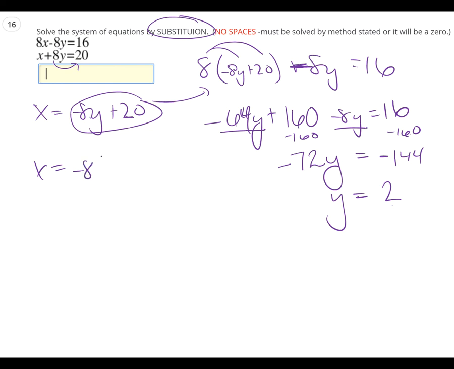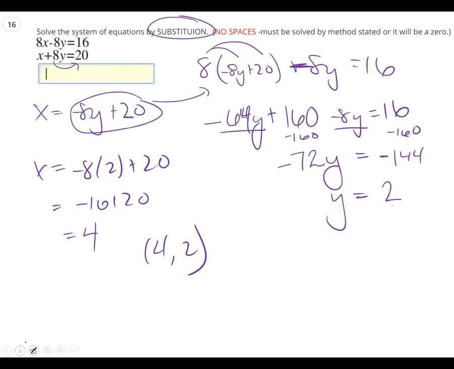I'd probably take this one and plug it into the x and solve. So x equals negative 8 times 2 plus 20. It's negative 8 times 2, and then we get what? 4, so 4, 2. I think we only have one more question, right? Two more? Oh, it's two more. Yeah, we've got the squared one and the other one.